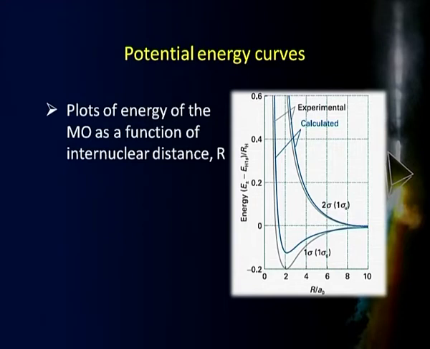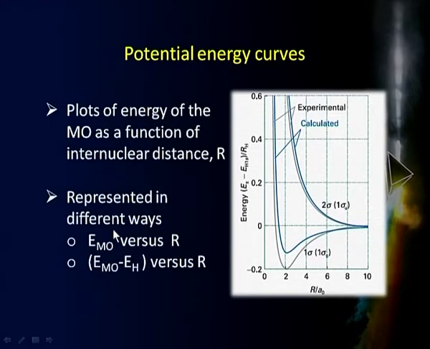Typically, potential energy curves are represented in terms of either the energy of the molecular orbital as a function of r, where r is the internuclear distance, or sometimes the energy of the molecular orbital with respect to the energy of the hydrogen atom. That means, how does it compare with that? Does it increase or decrease as a function of internuclear distance r? This picture shows the experimental curves, the black ones, and the blue ones are the theoretically calculated curves, which are in reasonably good agreement with the experiment.